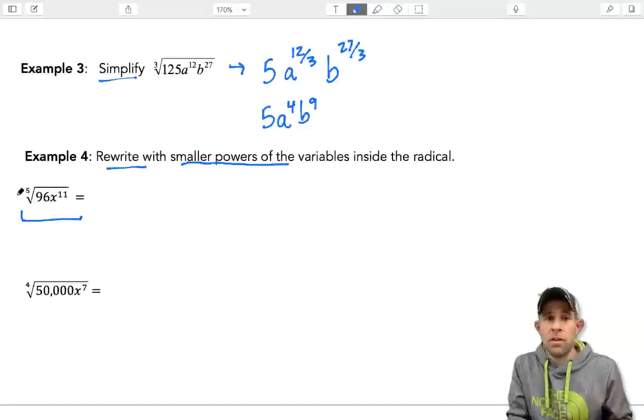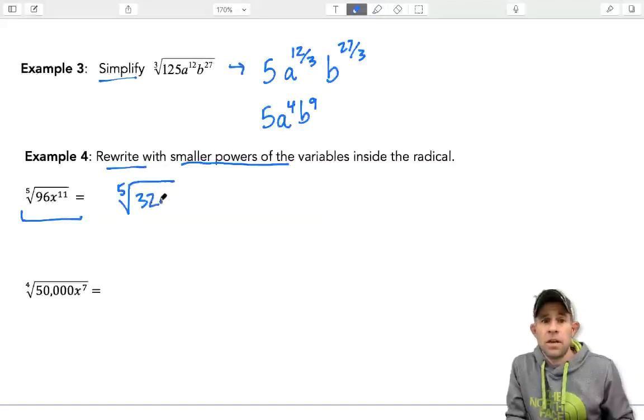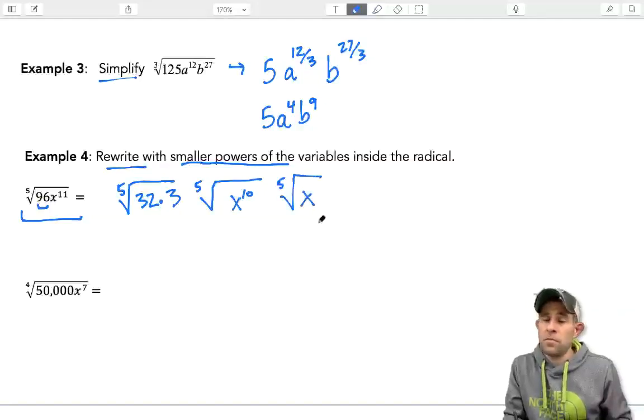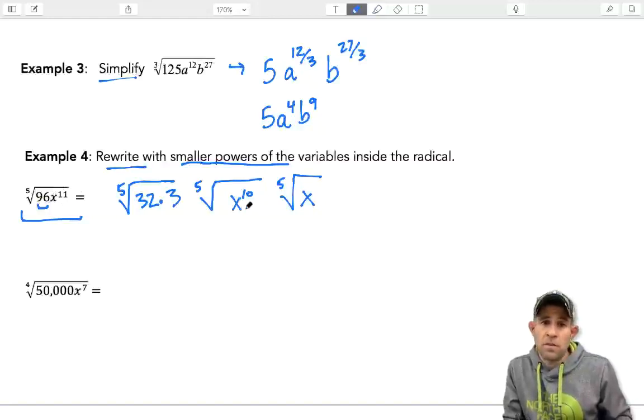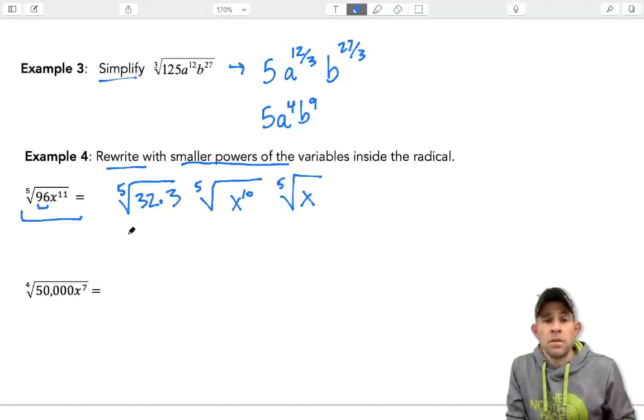even division problems. Here, we're going to take the fifth root of 32 times 3, which are the factors of 96, and we're going to multiply that by the fifth root of x to the 10th times the fifth root of x to the first power. Now what we did there is we separated x to the 11th into two powers, one that's divisible by 5 and the other one is the remainder. So let's separate this now.